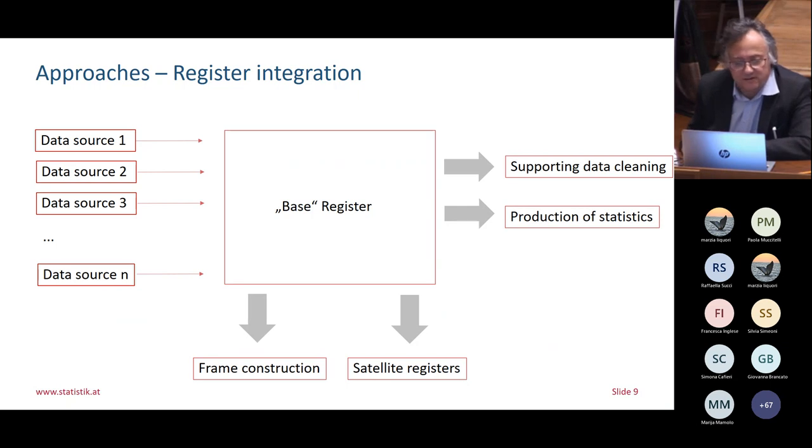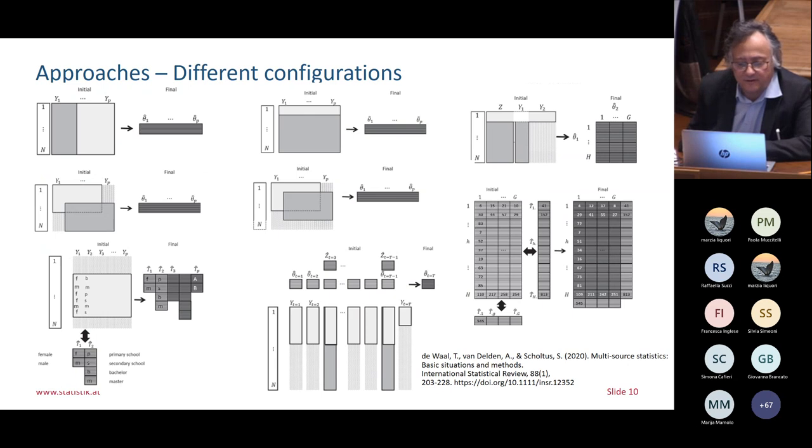What are the approaches we take to tackle this? We have seen some in the morning session. Register integration: we have a base register which supports data cleaning and is used for the integrated production of statistics. We use it as well for constructing frames, for sampling, and for satellite registers. This is one approach, having a kind of base register, heavily used in Italy, for instance, making use of a rich portfolio of administrative data sources and using it for further processing and even for the production of statistics.